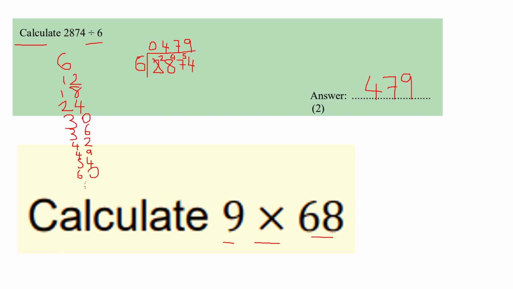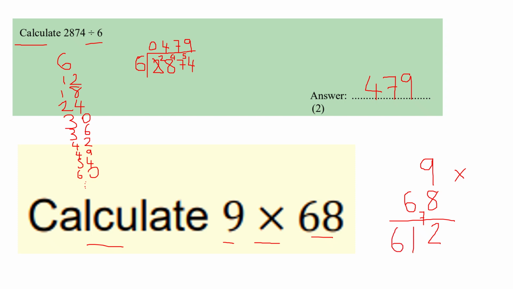Okay, so on and so forth. 66, 72, etc. Okay, next up, calculate 9 times 68. So I'm going to put 9 multiplied by 68. Okay, 8 times 9 makes 72, so 2. Carry that extra 7, so I've called that extra 70.